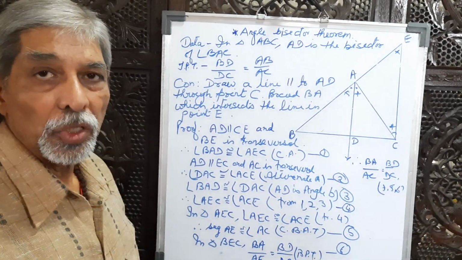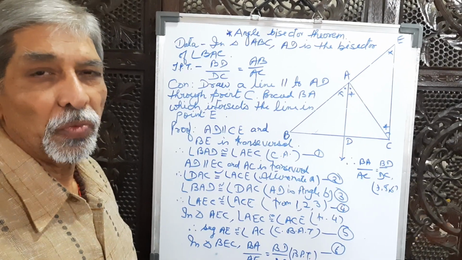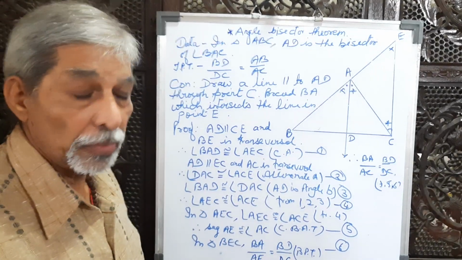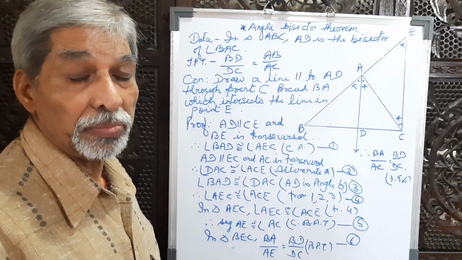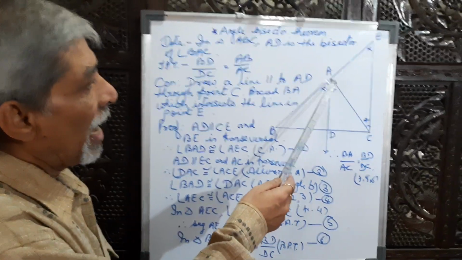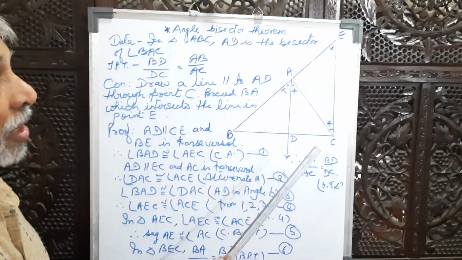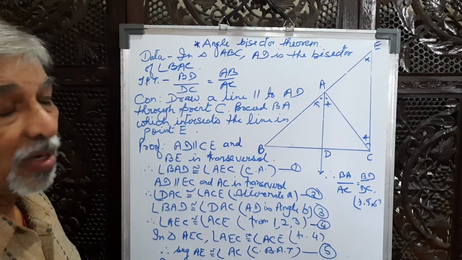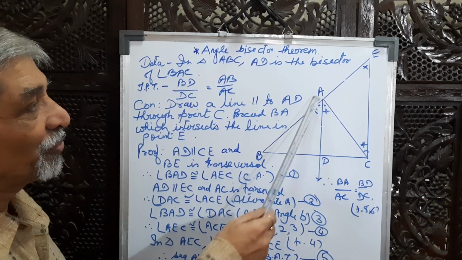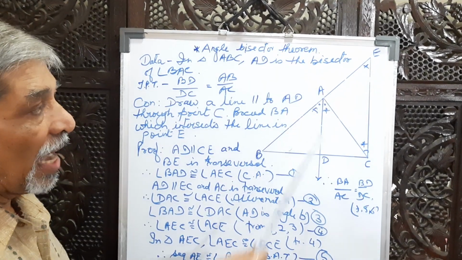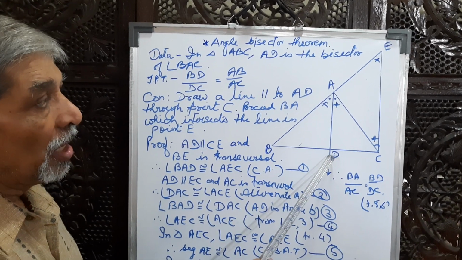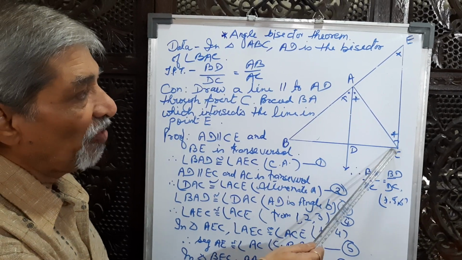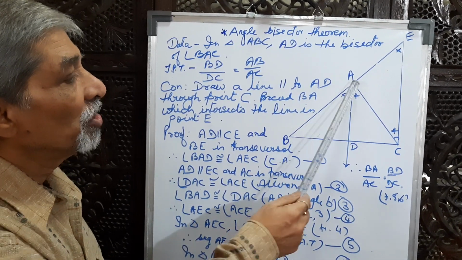Today, we are going to prove one theorem which is called the angle bisector theorem. An angle bisector divides the opposite side in the ratio of the remaining two sides.